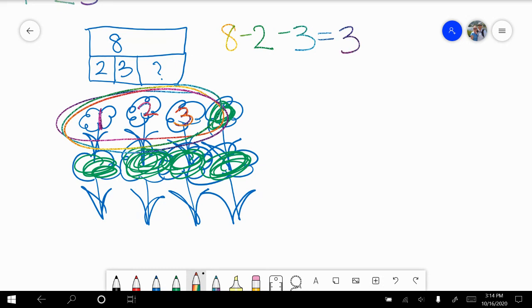Now, for anyone who wants to look at this problem closer and understand what we did here, how many did we actually take away? We took away 2 and we took away 3 more. Well, what is 2 plus 3? It's 5. So we actually had 8 minus 5 equals 3. And we can see that right here. We have 1 gone, 2 gone, 3 gone, 4 gone, 5 gone. 8 minus 5 equals 3. So you'll have a chance today as well to solve that problem too.